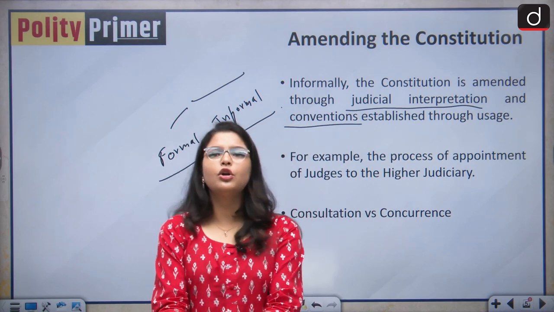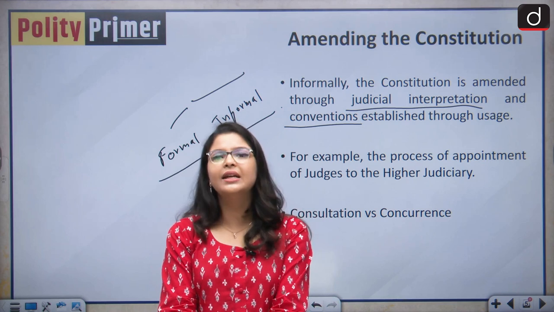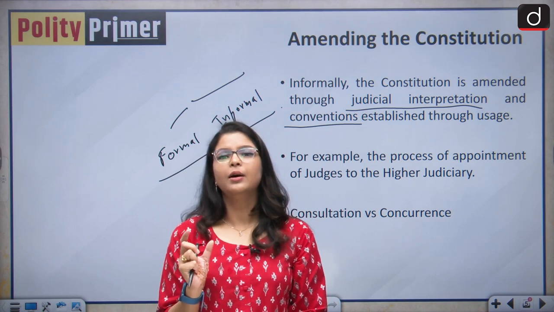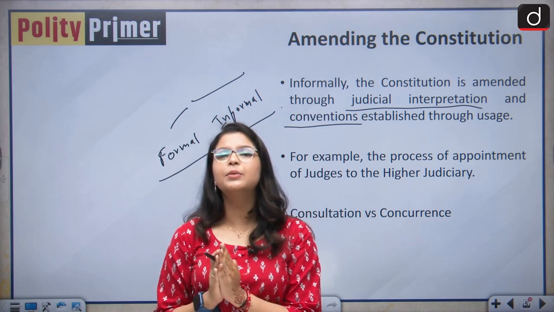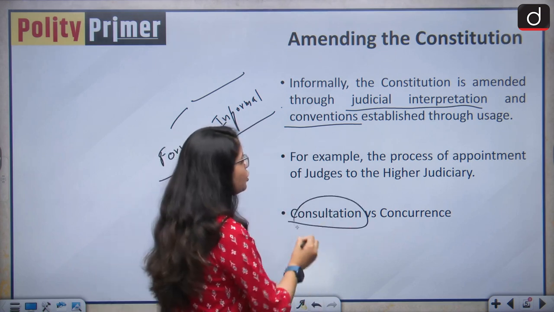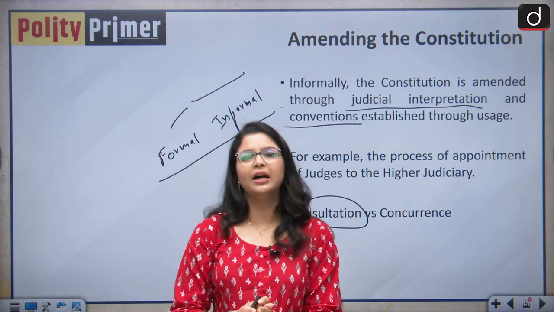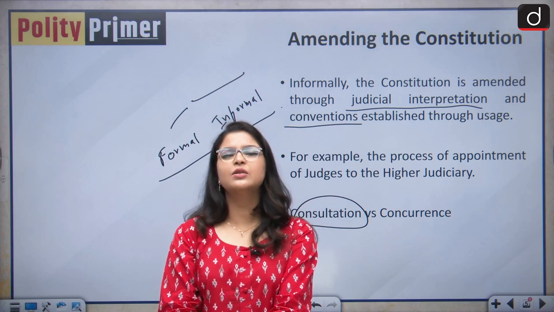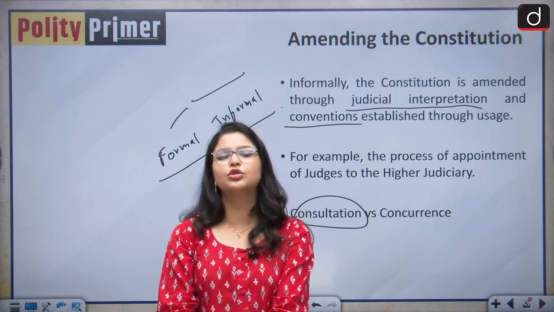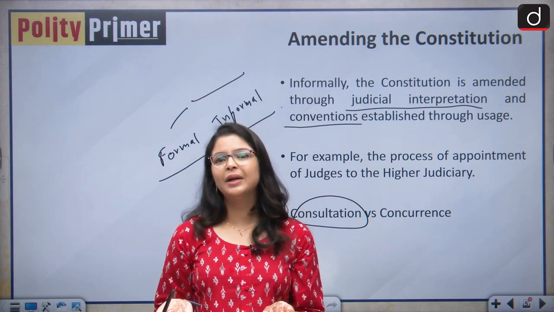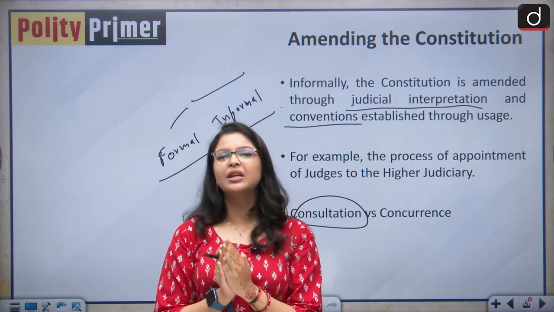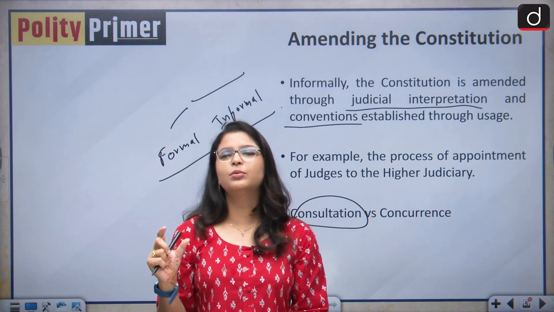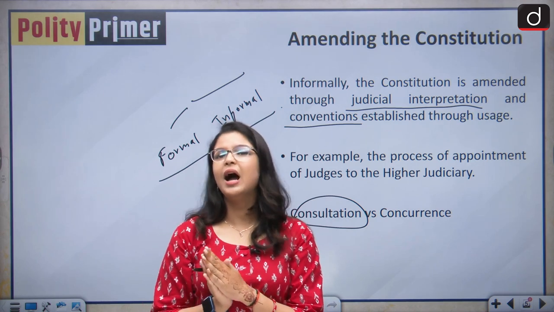For example, if you talk about the appointments of the higher judiciary in India, the Constitution mentions the term consultation by the President of India, but the Supreme Court has interpreted this term consultation to mean concurrence by the President of India, and this led to the evolution of the collegium system in India, which is currently responsible for the appointment of judges in the higher judiciary. So this was also a constitutional amendment, and though it was informal in nature, it did bring a change in the Constitution by defining the procedure to be followed for appointing judges in the higher judiciary.